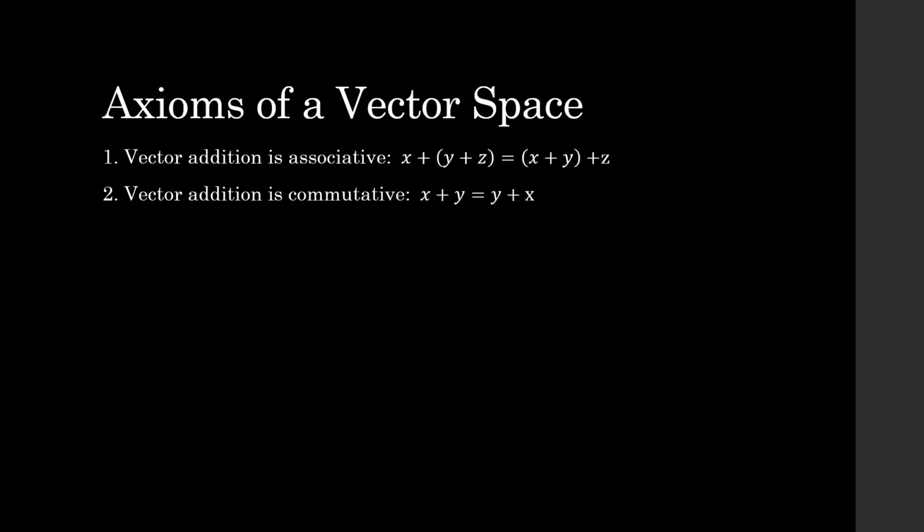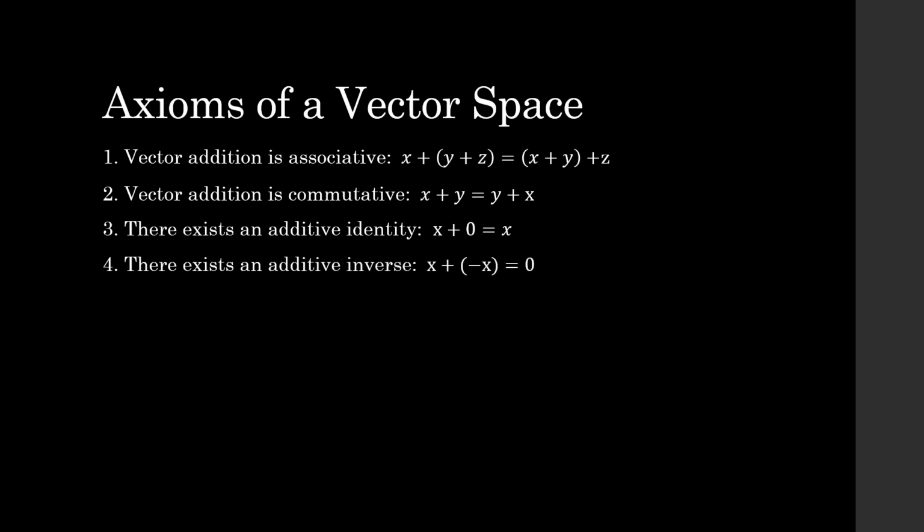There are 8 axioms that compose what's called a vector space. Number 1, vector addition is associative, so x plus the quantity y plus z is equal to the quantity of x plus y added to z. 2, vector addition is commutative, so it doesn't matter which way we add them, they are equivalent, so x plus y equals y plus x. Number 3, there exists an additive identity called 0, so adding 0 to any scalar or vector gives back that same vector or scalar.